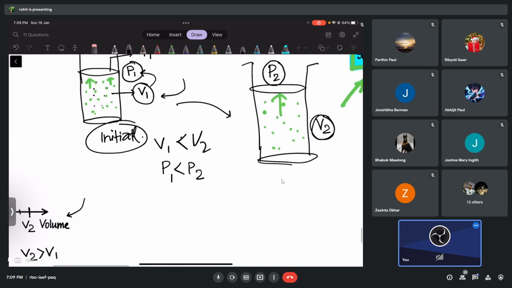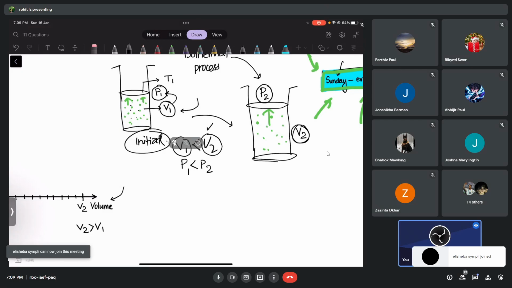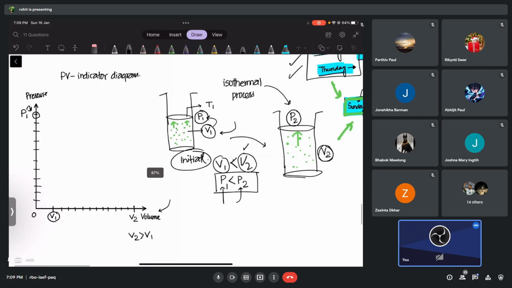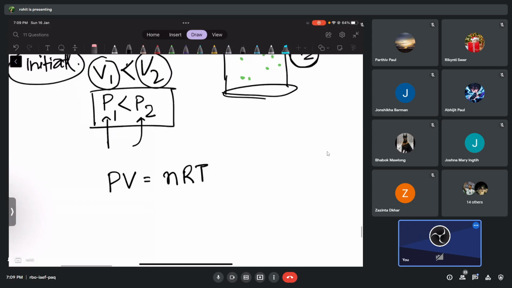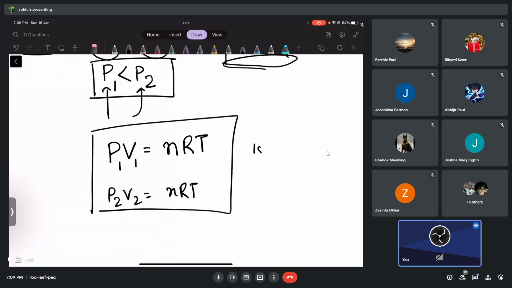The volume has definitely increased because this is your expanded volume. So when the volume increases, the pressure is going to decrease. Your initial pressure is high, but your pressure at a later time is going to be low. So how does this fall? Every graph will have an equation, and we also have an equation. We have PV equals nRT, so P1 V1 equals nRT at some temperature. Then I can have P2 V2 equals nRT. This can be happening because I told you it is an isothermal process.